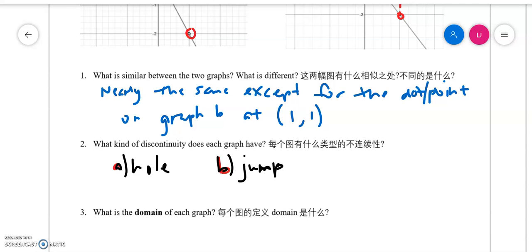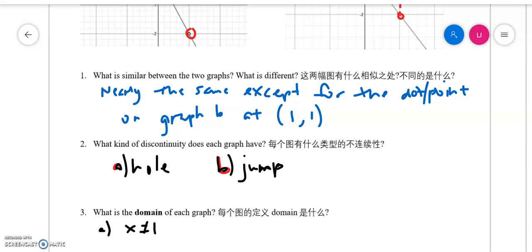All right, the domain of each graph. So let's think about x values. Graph A, we had that hole, and there was no other dot, remember? So basically, this graph exists everywhere except where this hole is. So for graph A, your domain is everything except x equals 1.